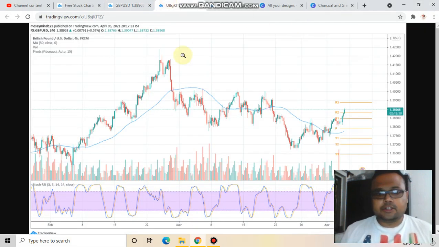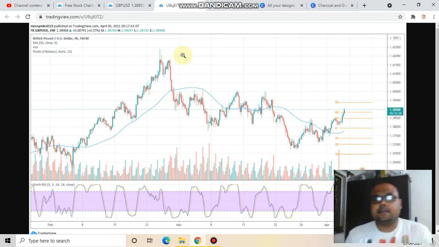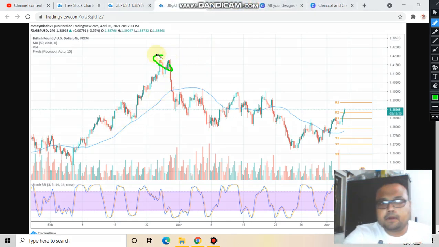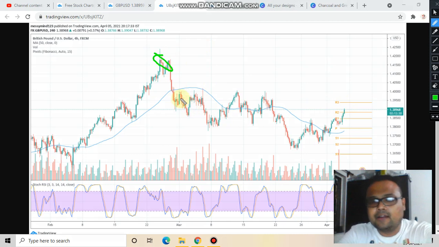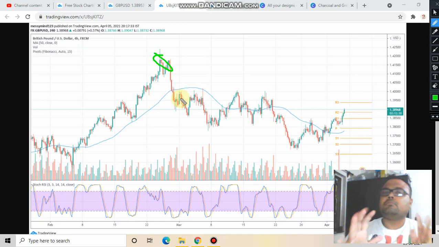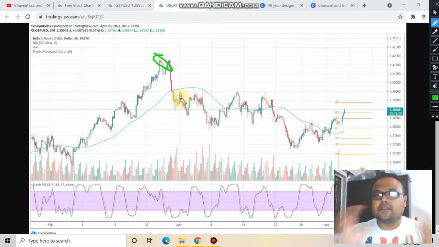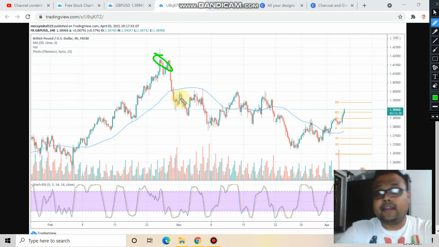And this is the overall chart of GBP USD for the last 2 months, and you can see that market went up. Then from this particular point market fell, and after that, market didn't go up, but market had no particular trend. It was not a trending market. It was going up, down, up, down. It was good for swing traders, but not for investors or those who are looking for a trending market. So there was no such proper trend present in the market.